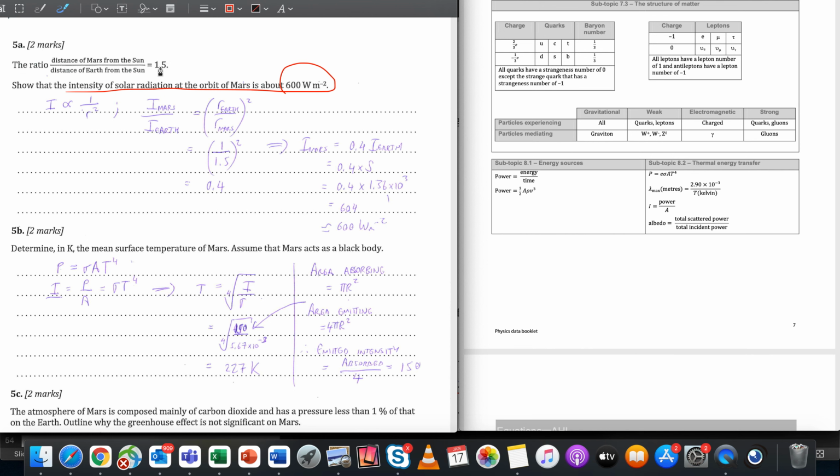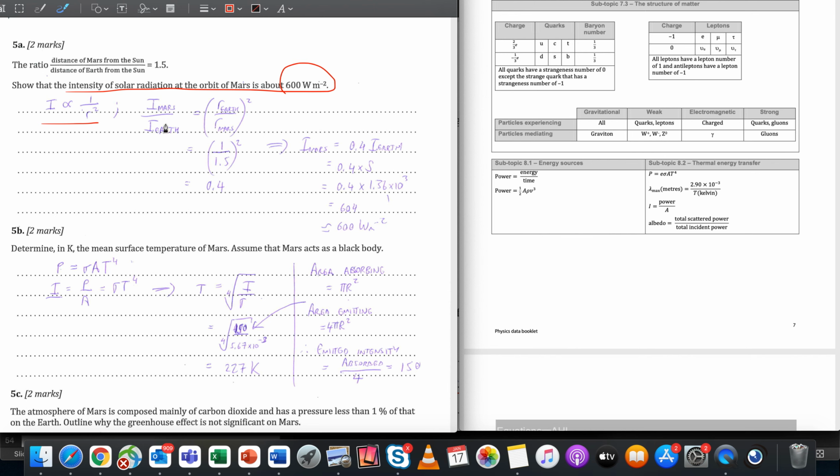Well, most likely using the information they've given us here, which is that the distance from Mars to the Sun is 1.5 times the distance of Earth from the Sun. So we're looking at a greater distance. Hopefully, you remember from our wave topic, the intensity goes with 1 over distance squared. So the further away we are, the greater that distance value is, and therefore the lower that intensity value, going with an r squared. Double the distance is going to be a quarter the intensity.